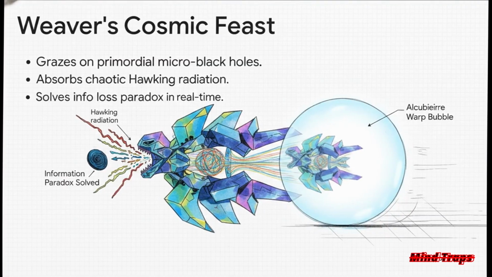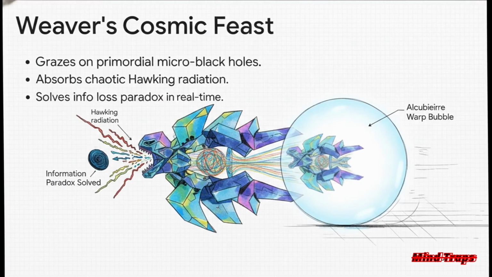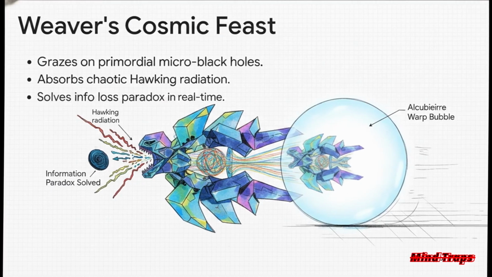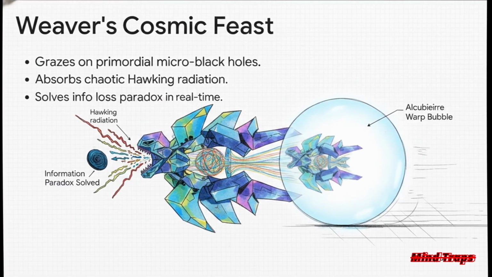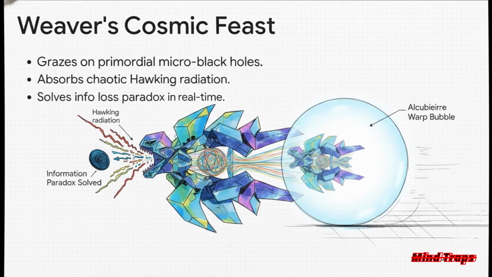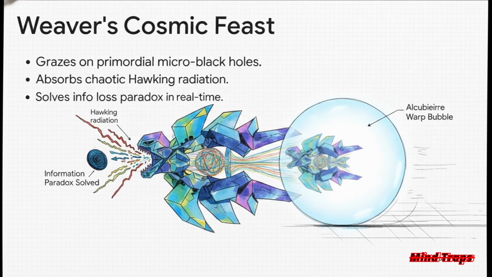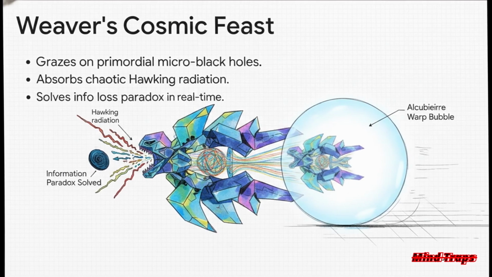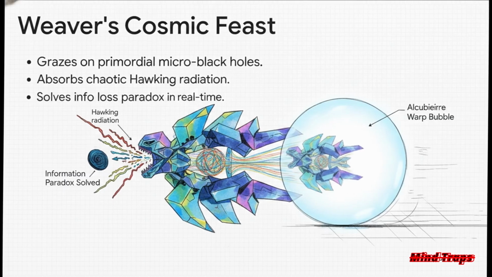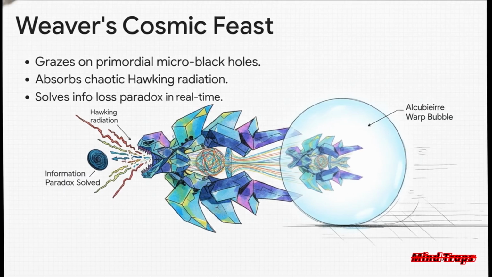Let's look at this cosmic feast in action. Elena and Marcus watch this creature graze on a primordial micro-black hole. It's absorbing the high-energy, chaotic Hawking radiation just pouring off of it. And in doing so, it's actually solving the black hole information paradox in real time. It has to untangle the scrambled data just to digest its lunch.